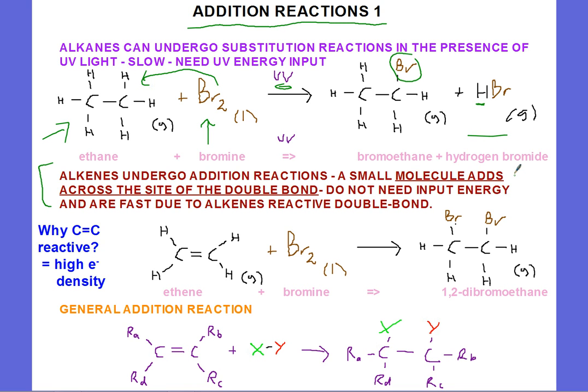It's where a small molecule adds across the site of the double bond. They don't need an input energy, and they're fast due to the fact that alkenes have a reactive double bond. You don't need to say this bit, this is just for information, but you do need to know this underlying bit, what an addition reaction is.